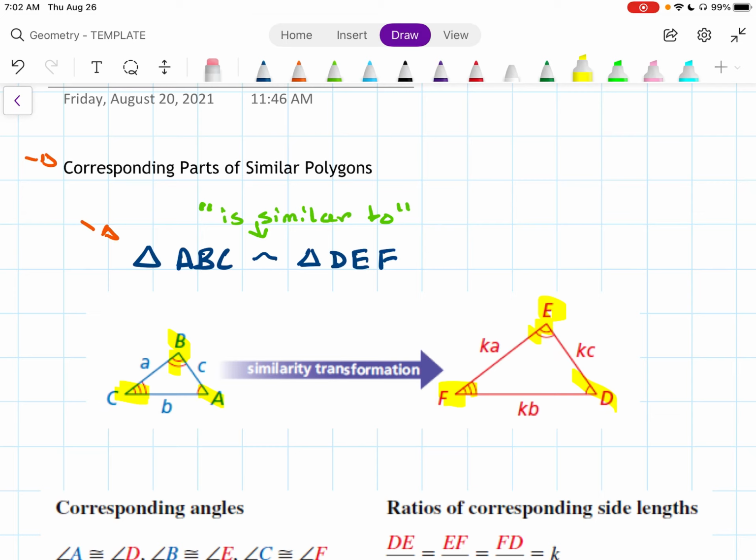And then each of the sides, let's look there. Here we have A, here we have KA. So there's a dilation and it multiplied it by something, okay? Our dilation factor or our scale factor here would be K.